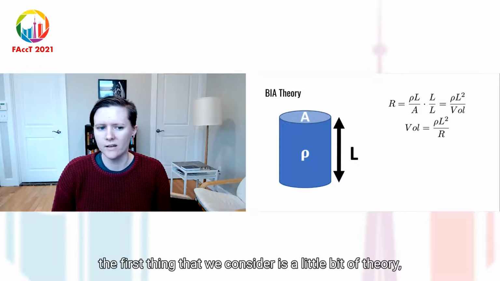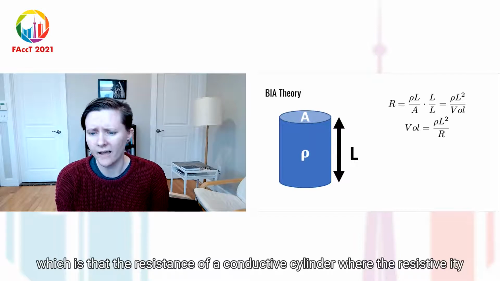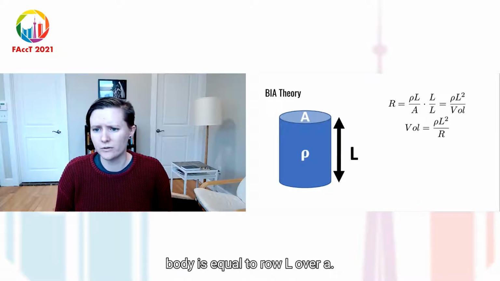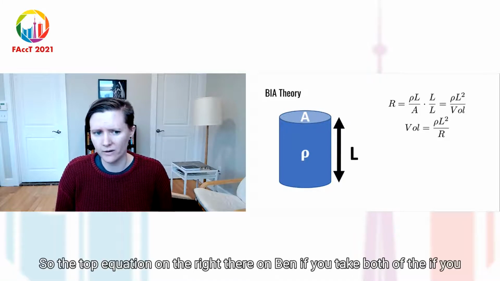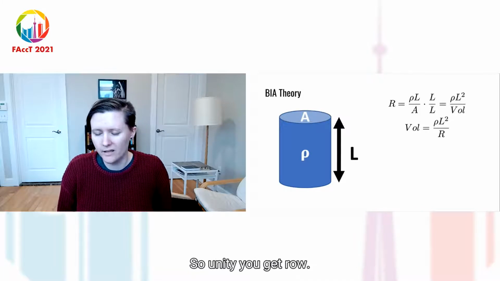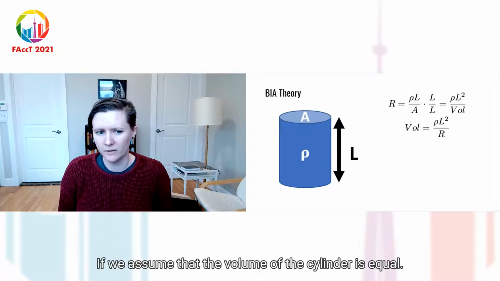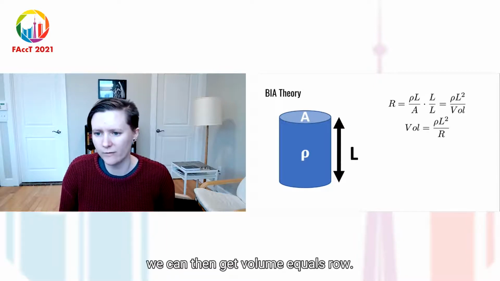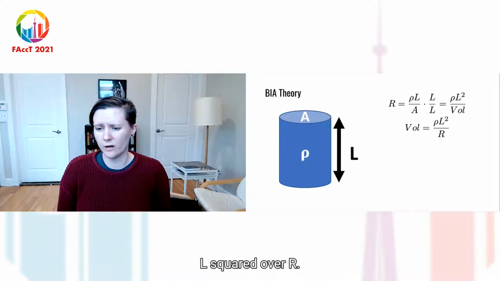So if we want to think about how BIA works, the first thing we consider is a little bit of theory, which is that the resistance of a conductive cylinder with resistivity rho, a cross-sectional area A, and a length L, in this case L is the height of the body, is equal to rho L over A, the top equation on the right there. If you take that equation and multiply it by L over L, so unity, you get rho L squared over volume, if we assume that the volume of the cylinder is equal to A times L. If we move some equations around, we can then get volume equals rho L squared over R.